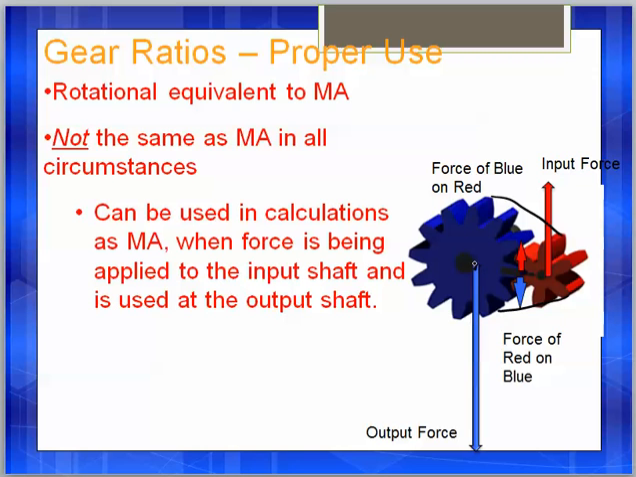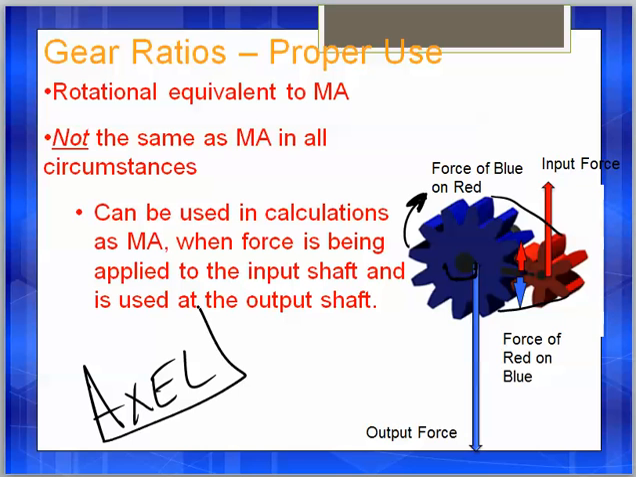Notice it's here at the axle. It's going to cause the axle to turn here, not out here. It doesn't work when we talk about force out here, because the forces here are going to be opposite and equal. It only works when we talk about getting more mechanical advantage at the axle. I don't know if that's how you spell axle. If I misspelled it, it'll be easier for you to remember.